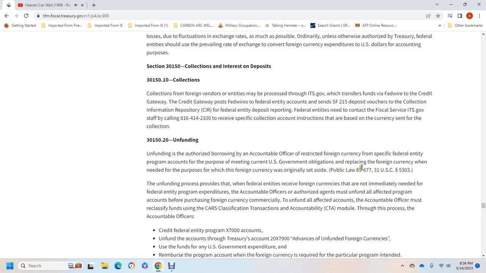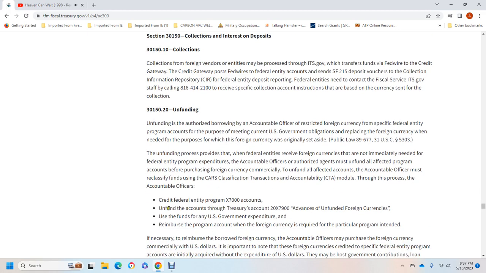Public Law 89-67, Title 31, 5303, with unfunding profit to provide federal entity to receive the foreign currency for the time of the meeting of the need of the federal entity expenditure for the account with the office of the authorized agent. The agent must unfund all the affected program and account for the purchasing for the foreign commercial currency, commercially unfunded all effective account. The accounting officer must reclassify with the Central Accounting Reporting System classification, transaction accountability CTA module 3 of this process. Accounting officers credibly entitled for the program 20X7000 accounts, unfunding an account for the Treasury of the 20X7900, advance unfunded foreign currencies, use the funds for the U.S. government expenditures and currency of expenditure.